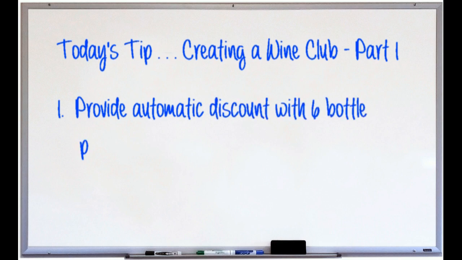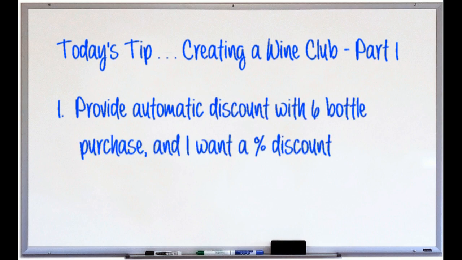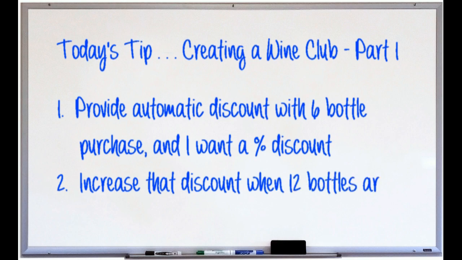The first thing we want to do is figure out how do we provide an automatic discount when 6 bottles are purchased. Now, the key is it's not a standard package price. This particular retailer wants to use a percentage discount, so we're going to do that. Then what we want to do is take that discount and increase it when 12 bottles are purchased and provide that increased discount on all bottles. That's a pretty interesting tip, and we're going to run through it step by step right now.